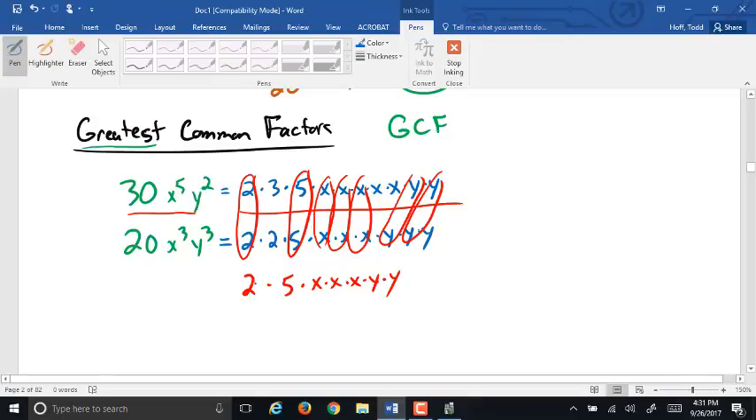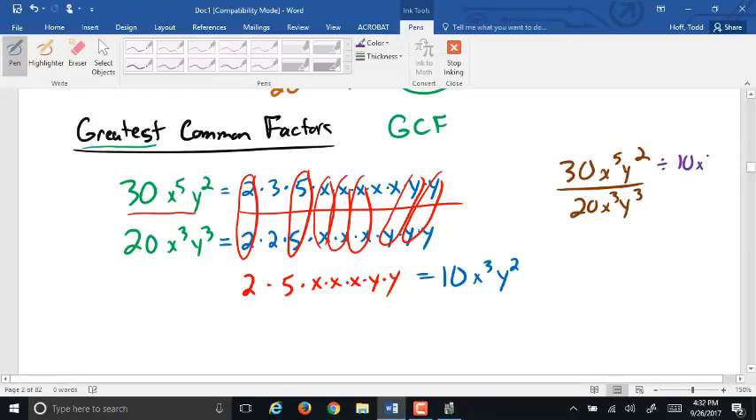Which multiplies back up to be 2 times 5 is 10. 3 x's makes x to the third, and the 2 y's makes y squared. That would be our greatest common factor. If that were a fraction, and I were looking to reduce it, that is what I would divide the numerator and denominator by to reduce it.